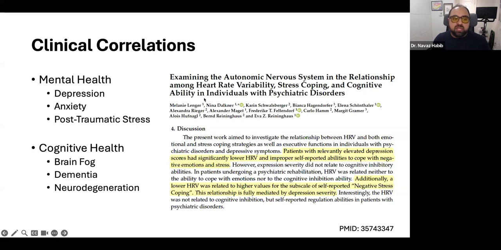Autonomic nervous system and the relationship among heart rate variability, stress coping, and cognitive ability in individuals with psychiatric disorders showed patients with relevantly elevated depression scores had significantly lower HRV and improper self-reported abilities to cope with negative emotions and stress. Additionally, a lower HRV was related to higher values for the subscale of self-reported negative stress coping. This relationship is fully mediated by depression severity. So severity is a big thing when it comes to this.